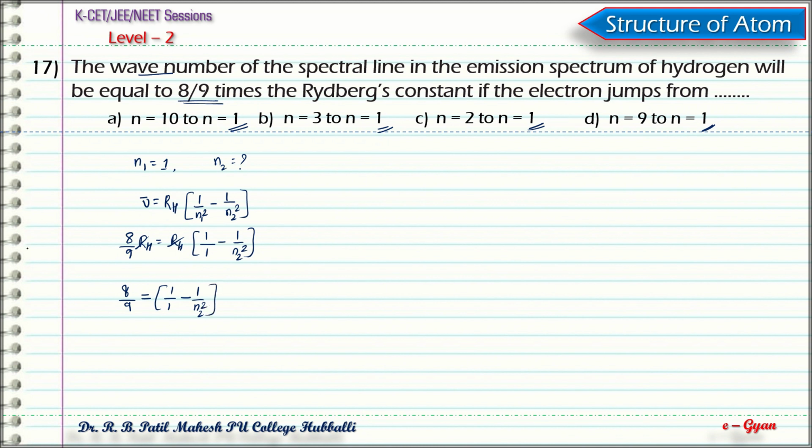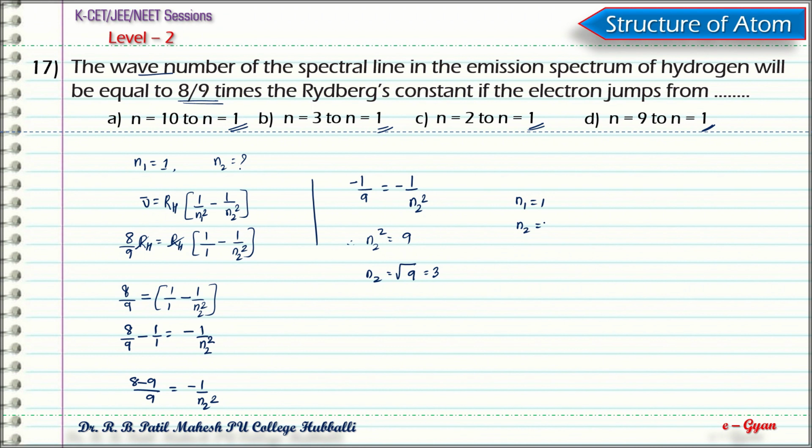In the next step we can take 1 by 1 to the left side, which is equal to minus 1 by n2 square, keep it as it is. Therefore 8 minus 9 divided by 9 which is equal to minus 1 by n2 square. So upon simplification what we get is minus 1 by 9 which is equal to minus 1 by n2 square. Therefore n2 square is equal to 9, n2 is equal to square root of 9 which is equal to 3. So here we got the answer, n1 is equal to 1 and n2 is equal to 3.